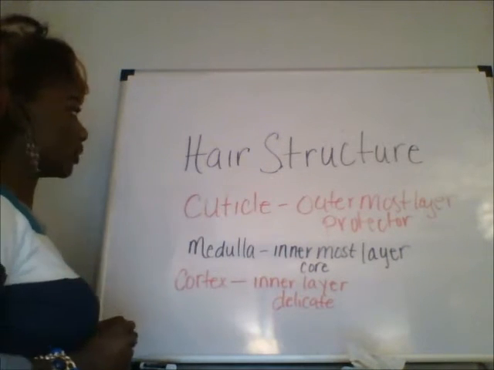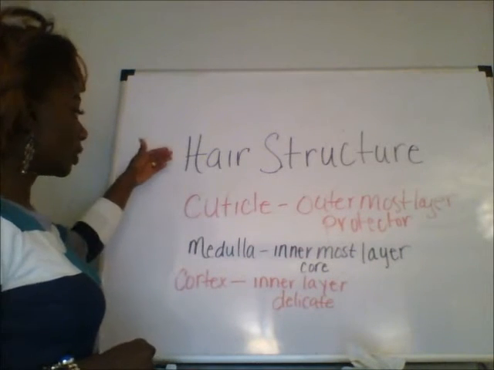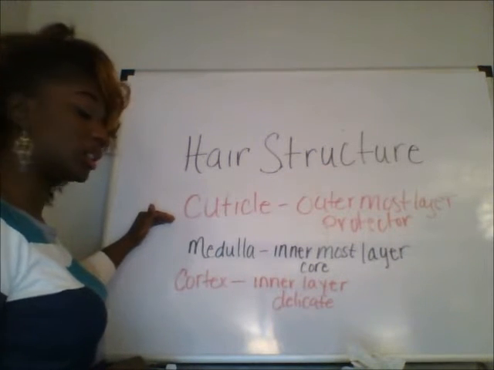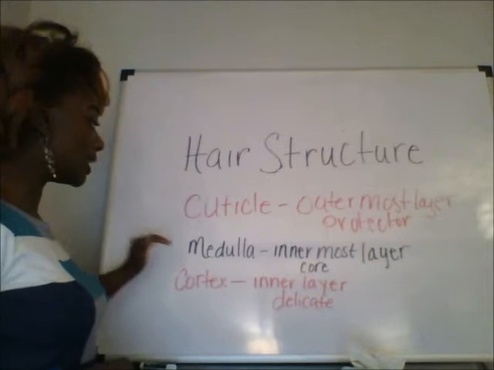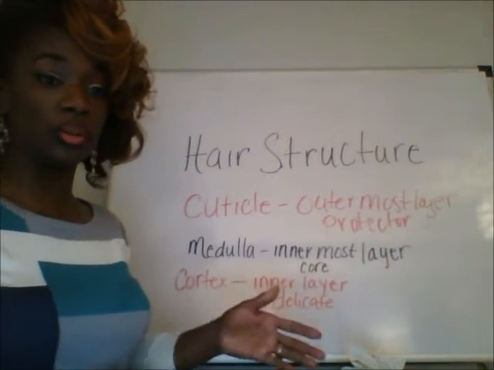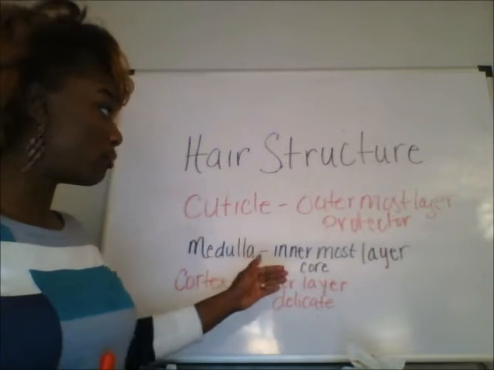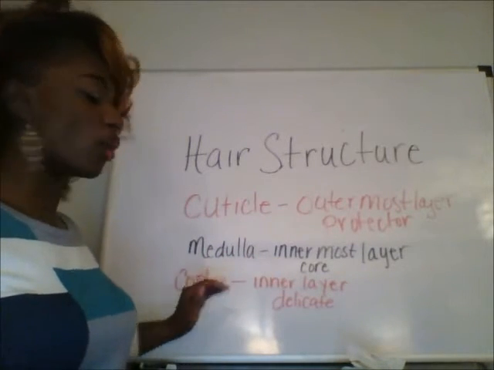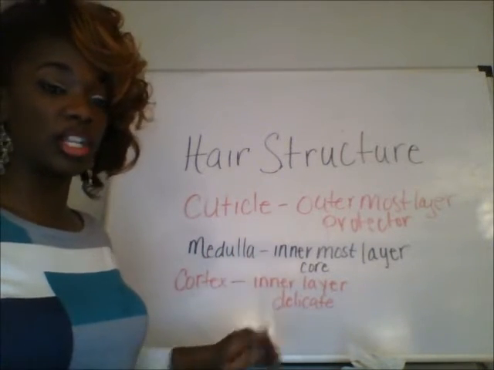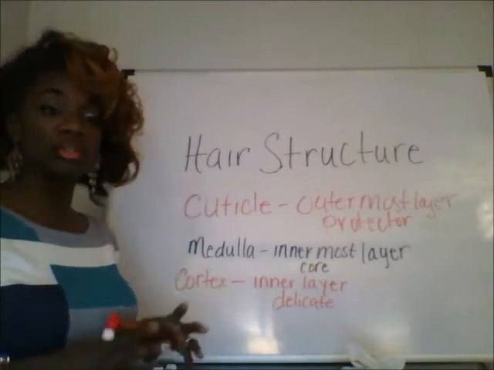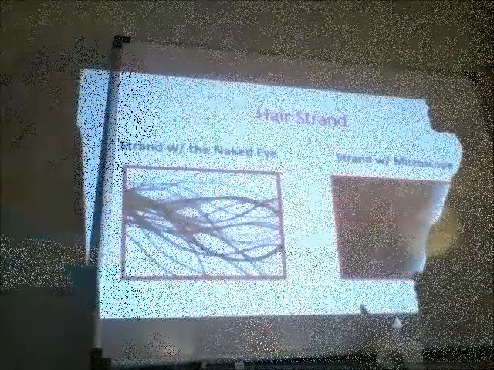So, remember, in your hair structure, you have what's called your cuticle, which is your outermost layer. It's going to be considered your protector. And then you're going to have your medulla, which is going to be called your core. That is the center, your innermost layer. And then you have your cortex, which is called your interlayer, where it is what's the most delicate, the most sensitive, what you want to keep protected.